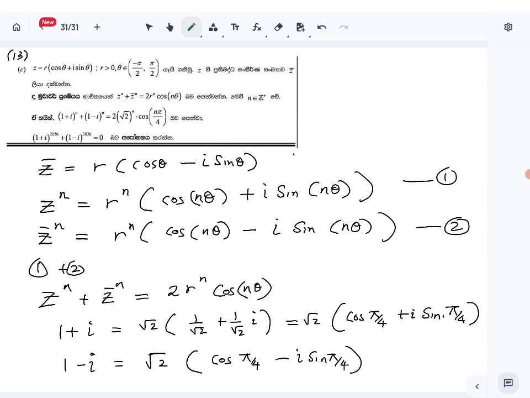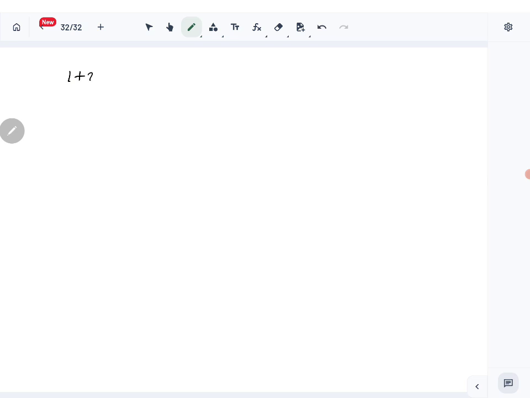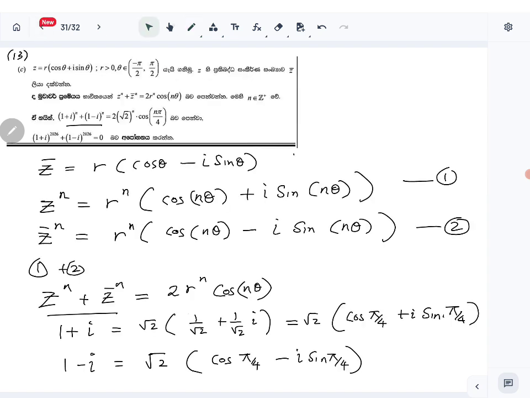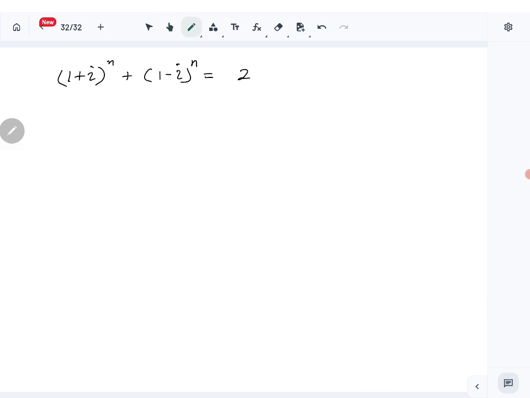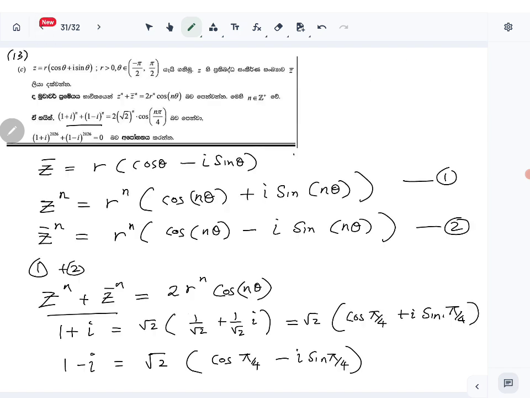So now we will use this result. 1 plus i to the n plus 1 minus i to the n is equal to what? 2 r to the n. What is r? r is square root 2 and theta is pi over 4. Square root 2 raised to n cos n theta, which is n pi over 4. So that's what we want to show, right? We got it, right?